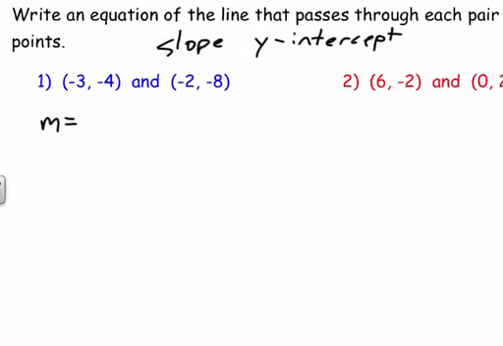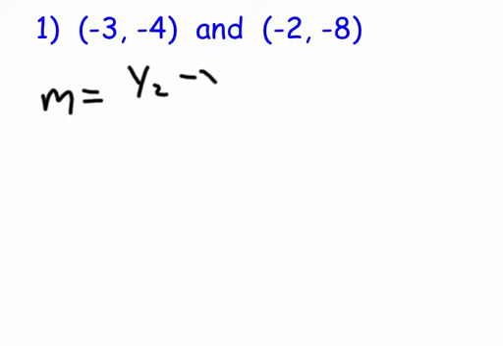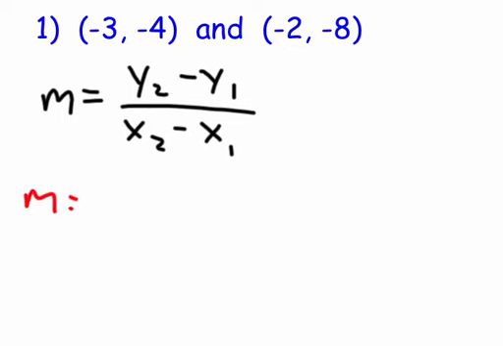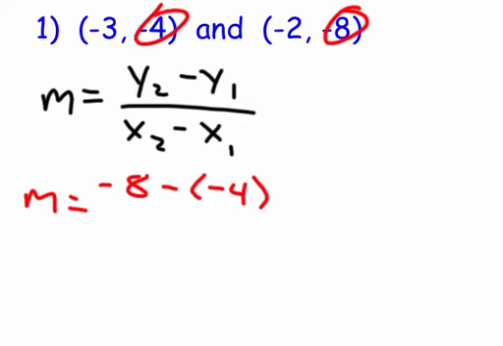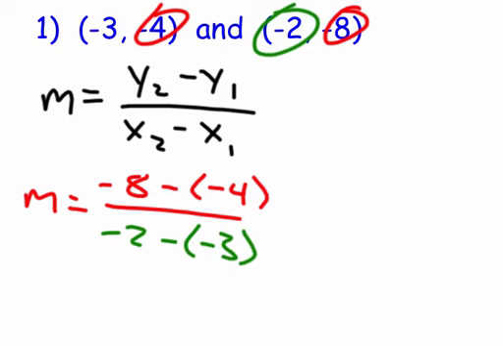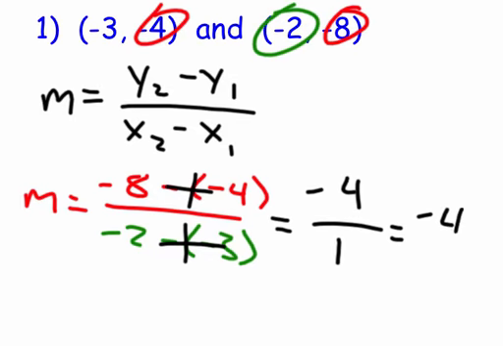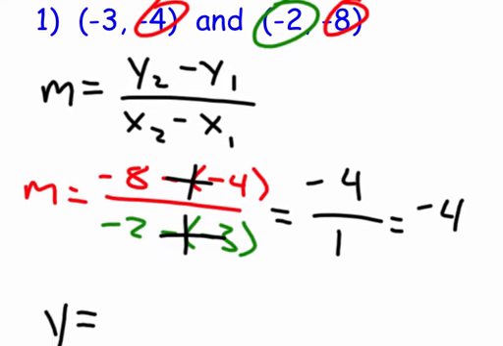Well, if you remember last chapter, we found slope, right? We subtract our y's on top because of the rise, subtract our x's on bottom because of the run, and we got our slope. So let's go ahead and do that. Subtract our y's on top. So I got -8 minus -4. Subtracting our y's. And then we'll subtract our x's on bottom. Since I started with -8, I have to start with -2. So -2 minus -3. And let's simplify that. So -8 plus 4 is -4. And -2 plus 3 is 1, which gives -4. So I have a slope of -4.